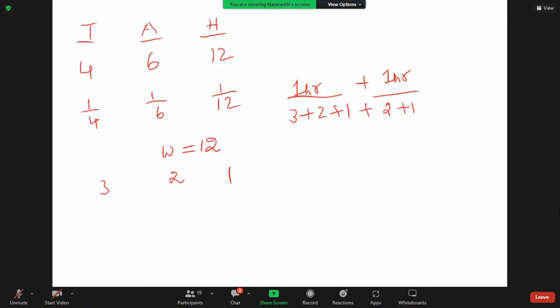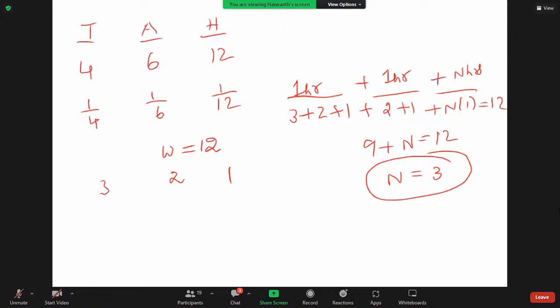We don't know how much time he works. First, you need to find that. So, let us say he is working for n hours. If he works for 1 hour, work done by him is 1. If he is working for n hours, it is n into 1. The total is 12. So 9 plus this n is 12. You get n as 3. That means Harry is working alone for 3 hours.